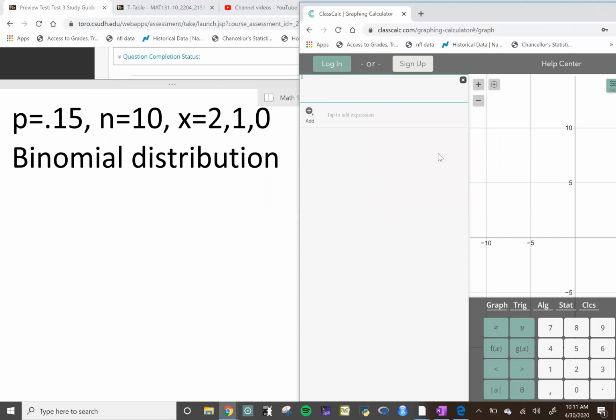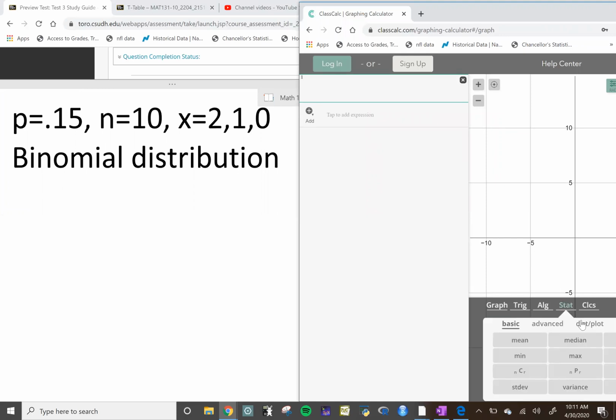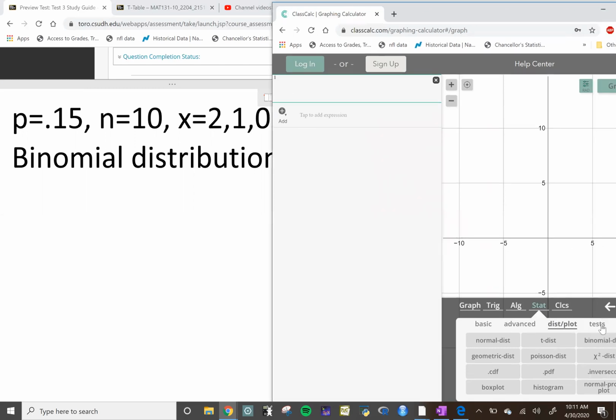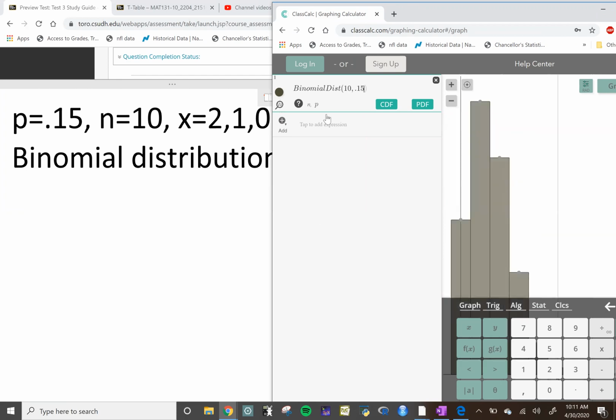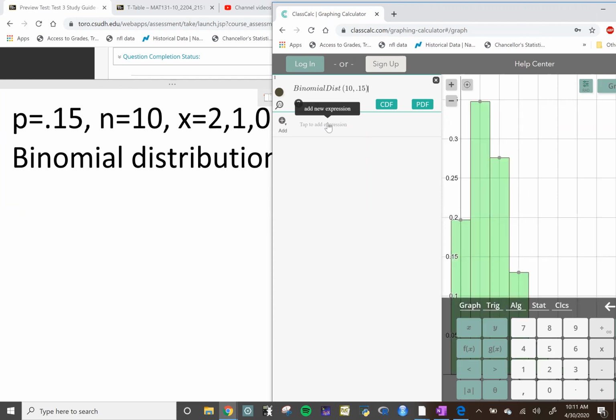All right, so for ClassCalc, what you want to go ahead and do is hit the stats button. You want to hit distribution. And if you look right here, you want to hit the binomial distribution. So for binomial distribution, you want to enter the N. N is equal to 10. P is equal to 0.15. All right, everybody good so far? N is equal to 10, P is equal to 0.15.